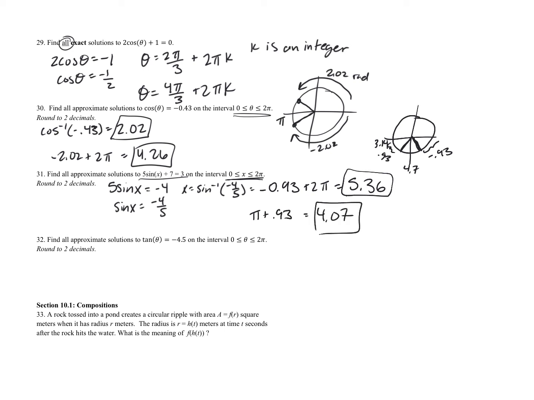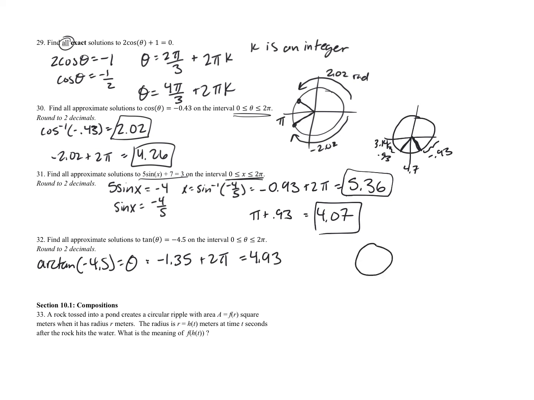All right, and the final question for this section: find all approximate solutions to tangent of theta equals negative 4.5 on this interval. So arctangent of negative 4.5 is equal to our theta. Plugging that into our calculator, we get negative 1.35. To get that within our interval, we're going to add 2 pi, and so we're going to get 4.93.